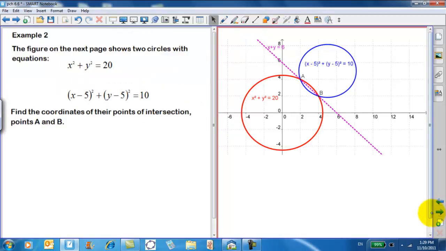Now we go on to example 2, where you're given a pair of circles and the diagram this time, and we're trying to come up with where they intersect. So let's take a look here at all these, and let's see how well this is recorded.